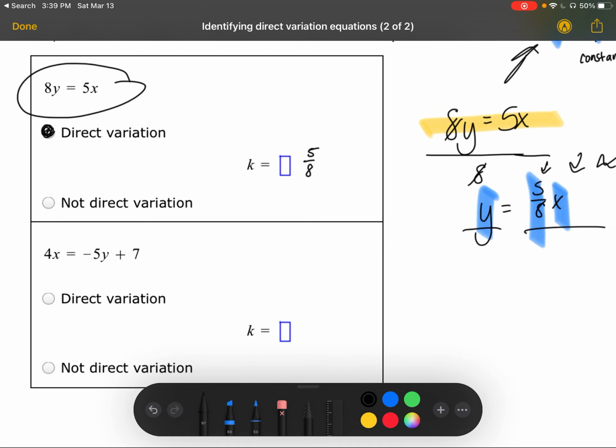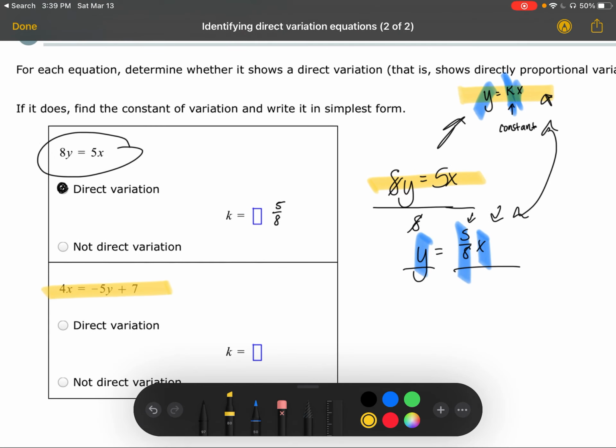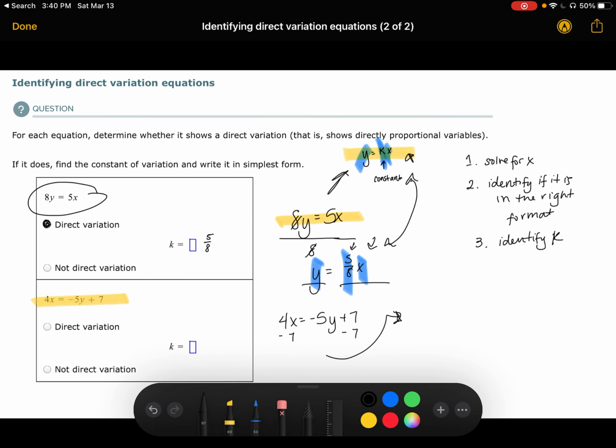Now, you're going to get a question like this one, that's going to be a little bit more involved. So you're again going to write out the equation: 4x equals negative 5y plus 7, and then you're going to solve for y. So negative 5y equals 4x minus 7, and then divide everything by negative 5. So y equals negative 4/5 x minus 7/5.